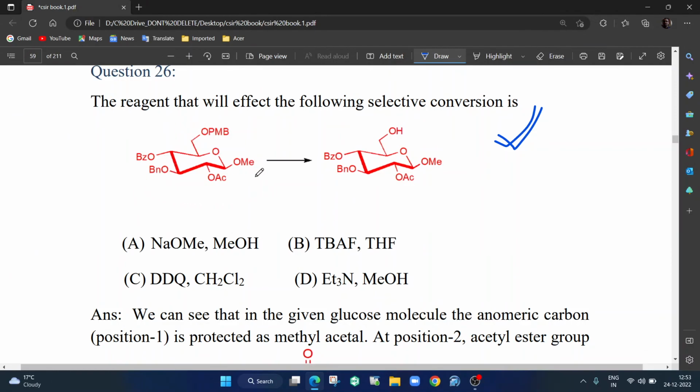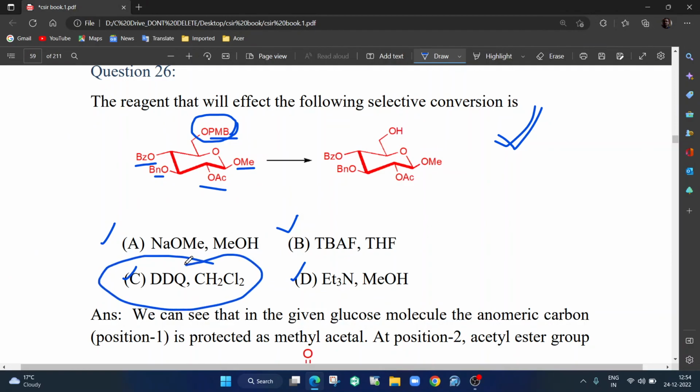Let us see what groups are there. This is the OPMB group, the O-paramethoxybenzyl group. This is a specific protecting group, and these are common: this is benzoyl, this is benzyl, this is acetate, and this is methoxy. I am going to talk about each reagent separately, so that you appreciate which of them will remove what, and then finally we will come to the right answer. I can tell the right answer right away, that is DDQ, and I do not think you would have studied it in your undergraduate or postgraduate. If you did, well and good.